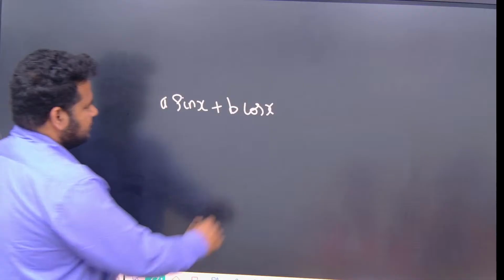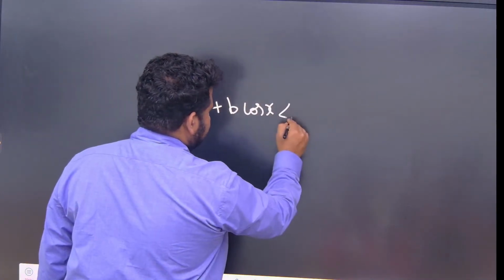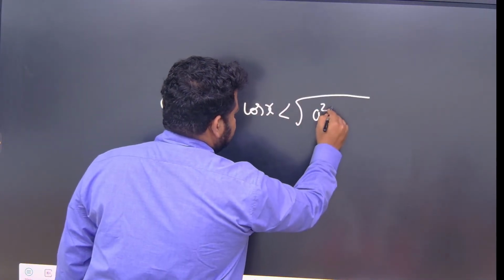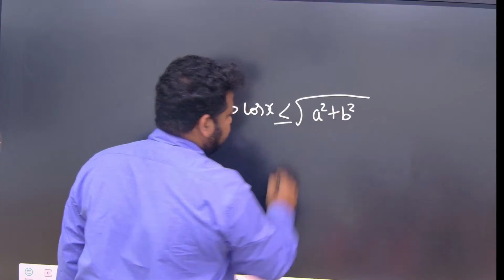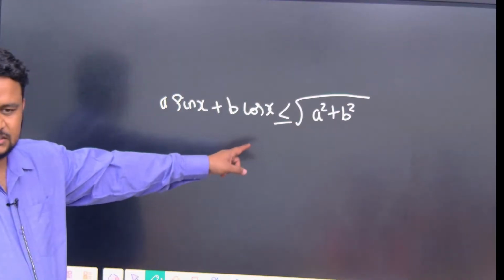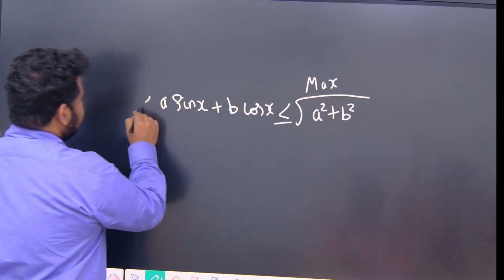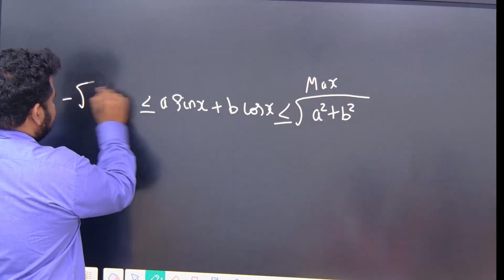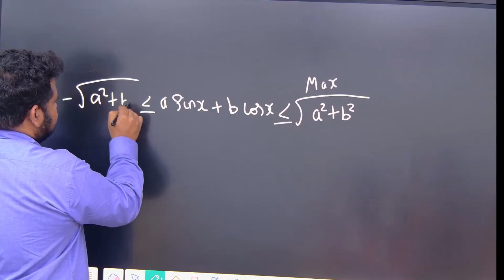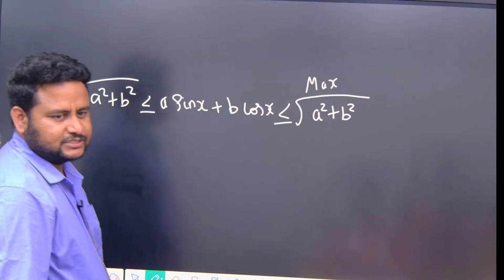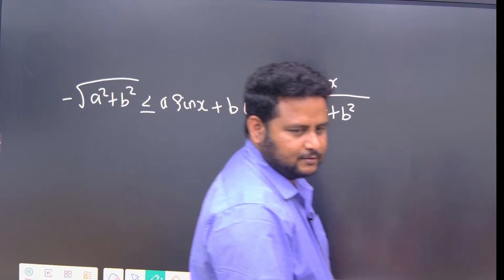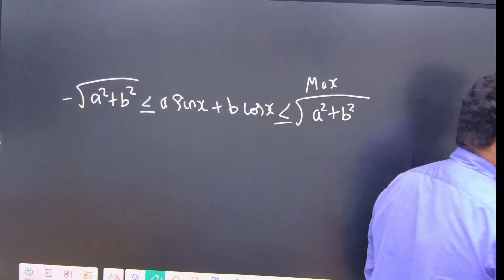Okay, so for this, the maximum value will be square root of a square plus b square. Minimum value is what? Minus square root of a square plus b square. Clear? Minus square root of a square plus b square.